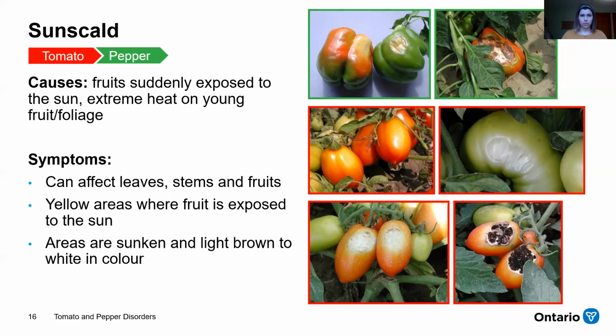So we have some photos of some peppers in the top two photos, and then the other photos of tomatoes are some varying degrees of damage. And in the bottom right side, we can see a more extreme case of some sunscald that has already been colonized by another pathogen.